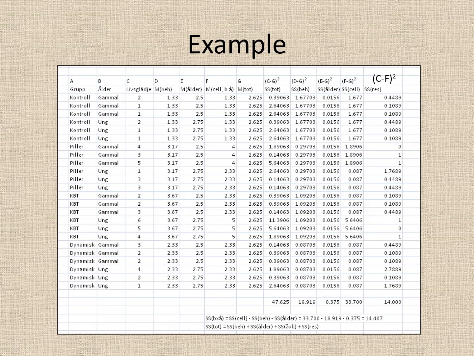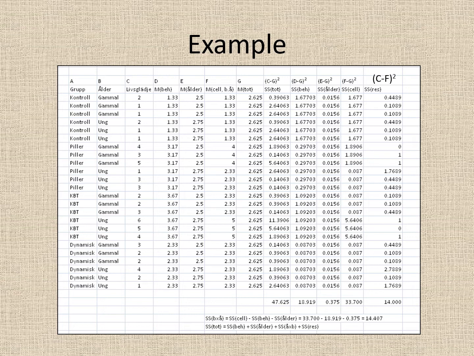Column E is the mean for the two age categories. So in each line, if the person in question belongs to the older category, they have the mean of 2.5. And in each row, if the person is a young one, they have a mean of 2.75. Column F is the cell mean, so for each combination of treatment and age category.